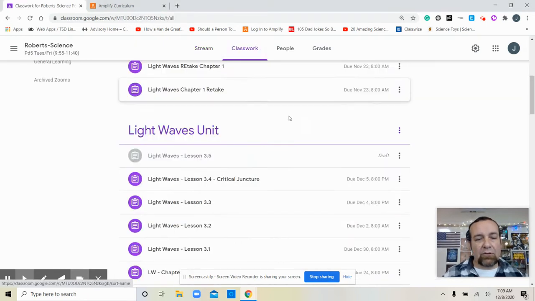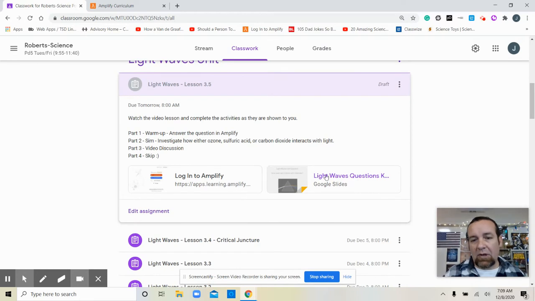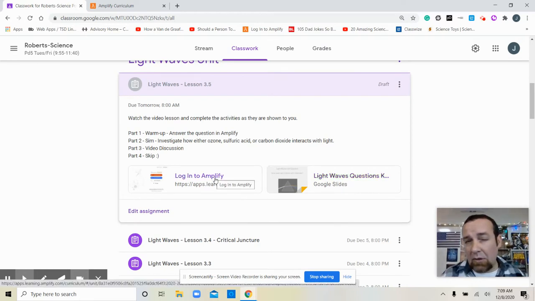So if we go over here to classwork, we can see our lesson here. We can see our key concepts, and we can also see our login. Now, we don't have any new key concepts to introduce.